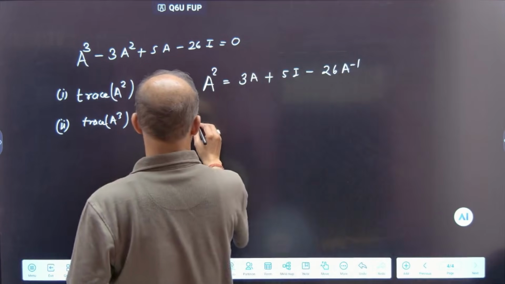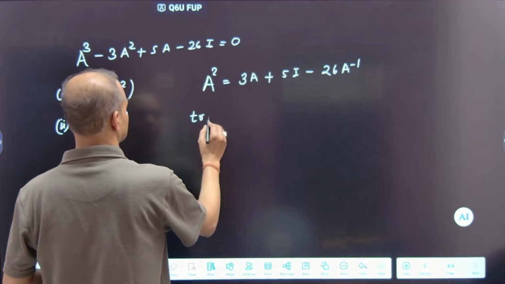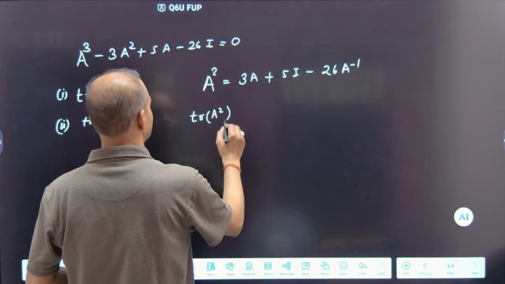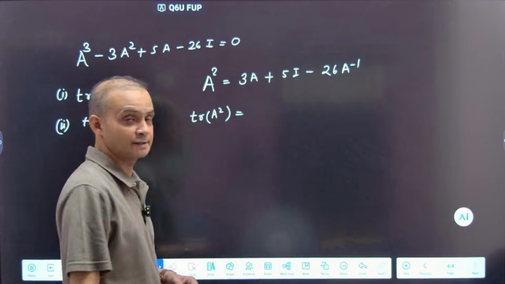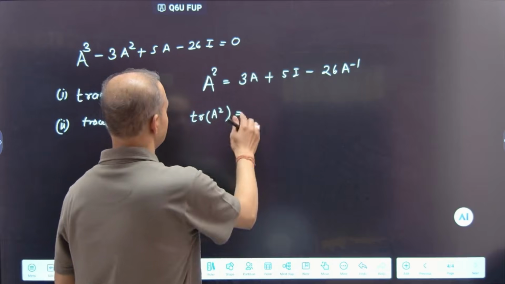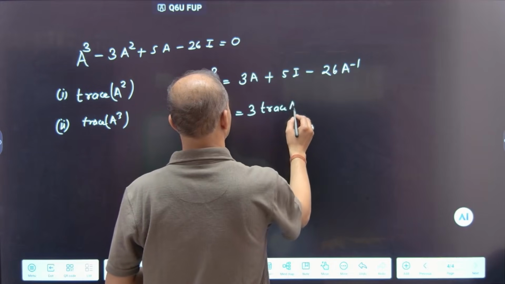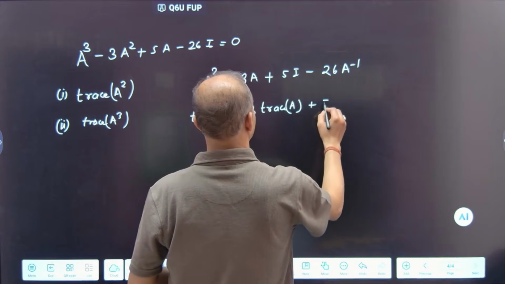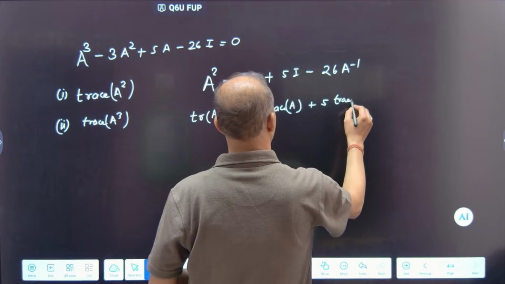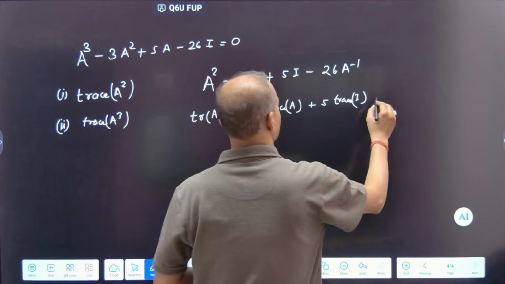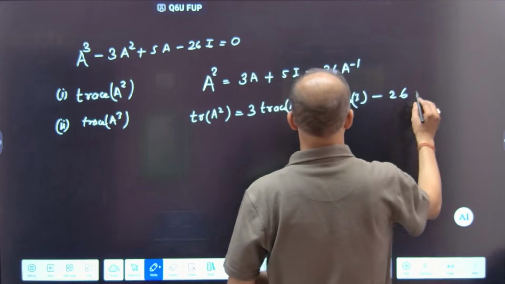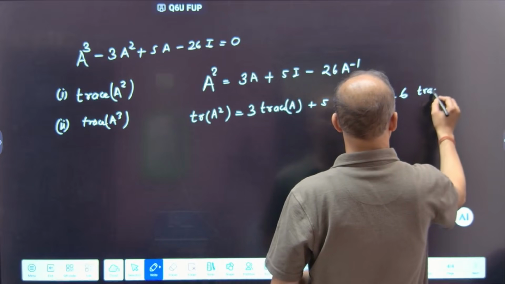Now suppose you want to find the trace of A square. I will impose trace to the entire equation, both hand sides. So what I'm getting here is 3 times trace of A plus 5 times the trace of I minus 26 times trace of A inverse.